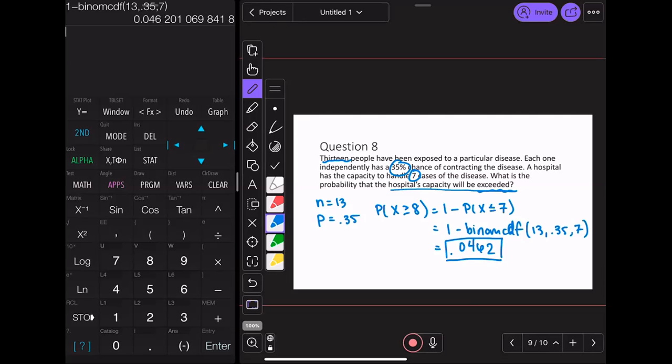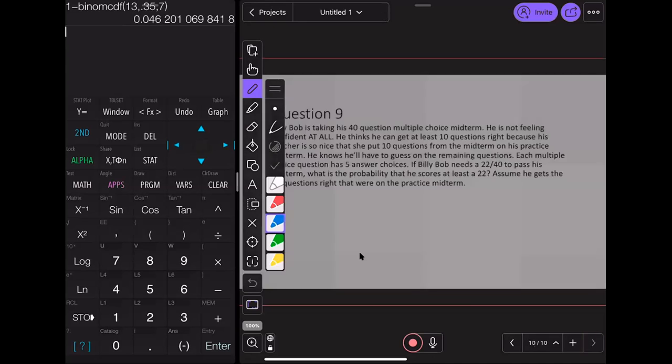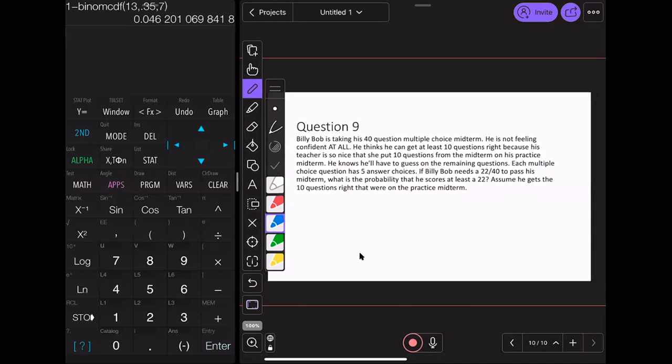All right, we have one last question here. All right, so going back to the Billy Bob example from the warm-up, but now I'm not really giving you any information, or I'm not walking you through it. So it says Billy Bob is taking his 40-question multiple choice midterm. He's not feeling confident at all. He thinks he can get at least 10 questions right because his teacher is so nice that she put 10 questions for the midterm on his practice midterm, and he knows he'll be able to guess on the remaining questions. Each multiple choice question has 5 answer choices.